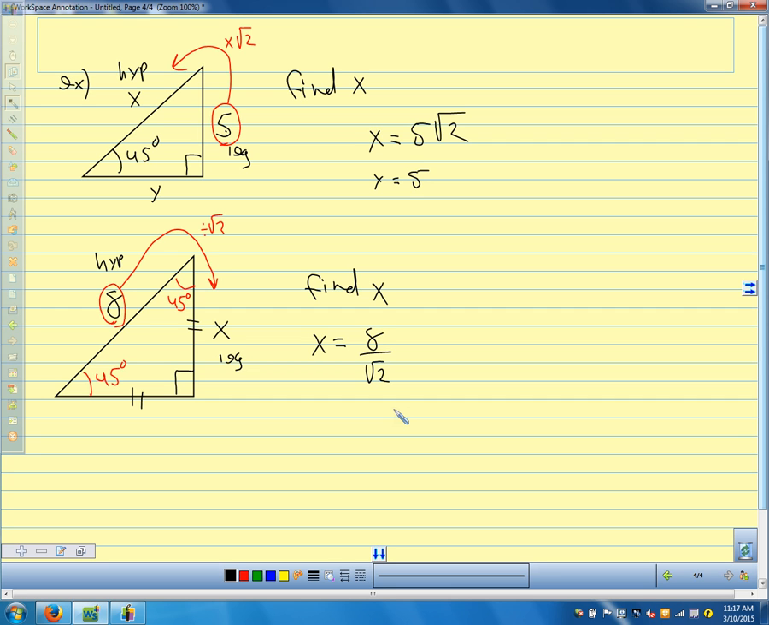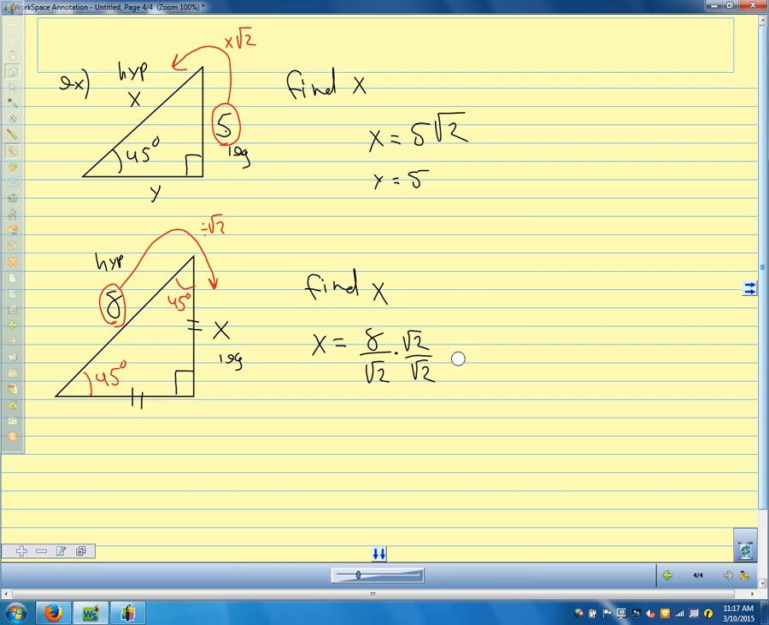And do you remember what we like to do when we have a square root in the bottom, in the denominator? We want to, what we call, rationalize. So I multiply by the square root of 2 over the square root of 2. Whatever's in the bottom, I multiply by that.